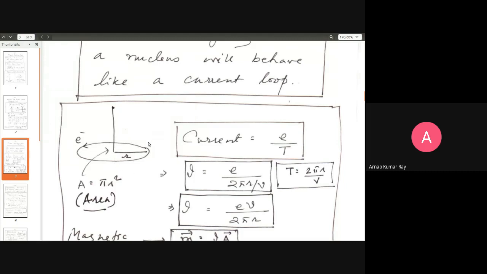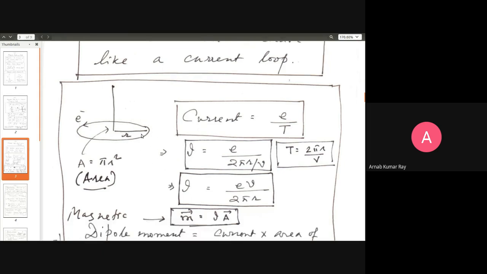If the radius of the orbit of the electron is r, then the area is pi r squared. Current is e by T. Be a little careful. Although I'm writing e, this e minus represents an electron, but current must be seen as the flow of a positive charge. So current is actually an imaginary flow of a positive charge in the opposite direction. If the electron arrow is directed this way, then the actual current arrow will be directed in the opposite way.